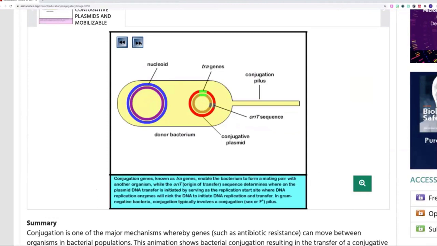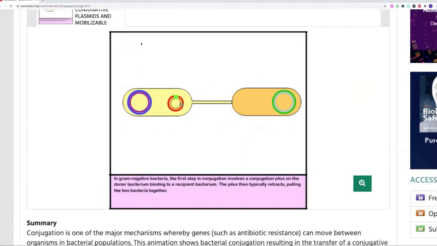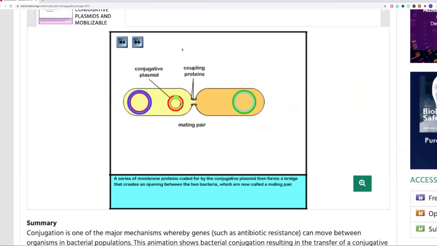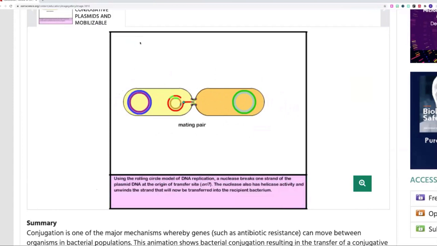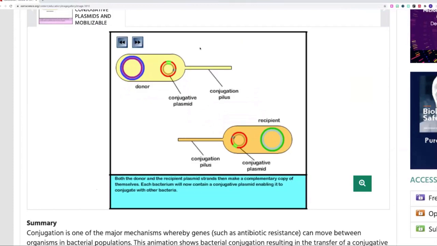Okay, so then the recipient bacterium has to be a bacterium that can bind to the bridge. So you get that, and then it pulls it close, and then it opens up a passage between the two. So we can see that passage. And then basically it's going to transfer one of those strands over at the plasmid. And each of those is going to make its own new DNA to make a full plasmid. Then the bridge breaks, and now you have two. And now the recipient can make a bridge, and it can pass it on as well.